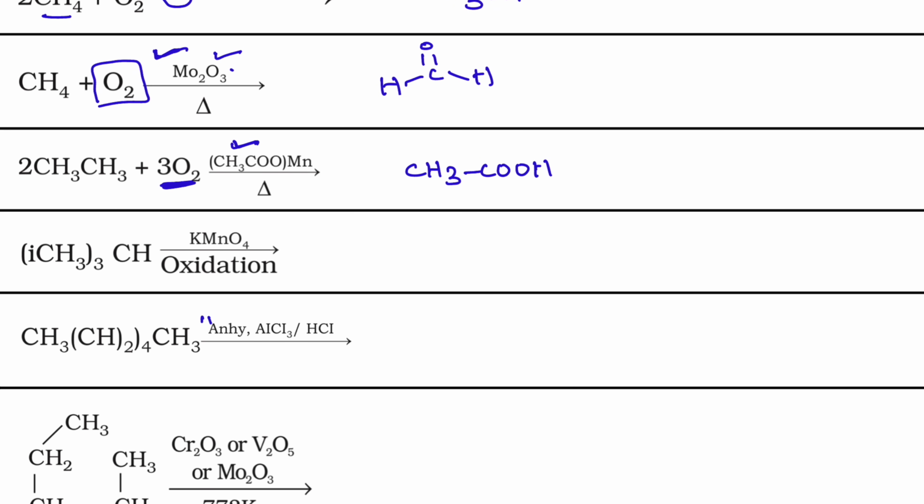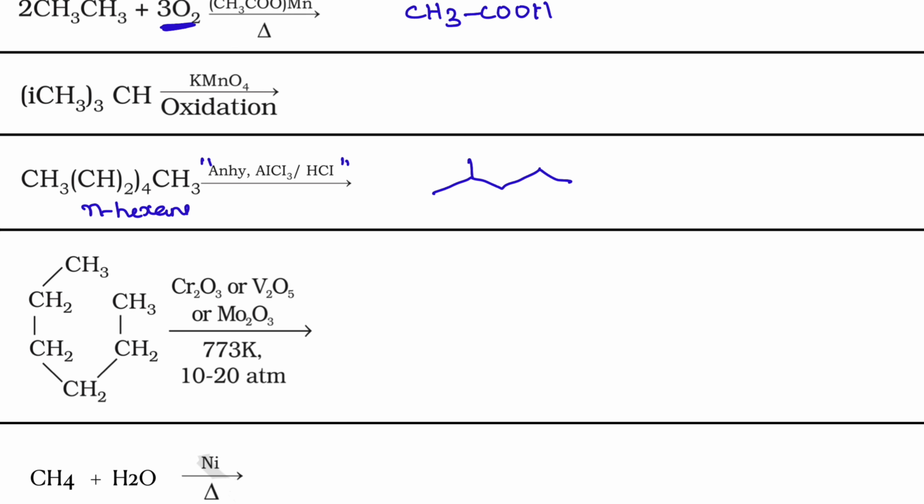And the next one, anhydrous AlCl3 and concentrated HCl, it causes isomerization. So n-alkanes are converted to isoalkanes. So here this is n-hexane. n-hexane mainly is giving isohexane. Isohexane, this is the isomeric product, isomerization. Normal alkanes are converted to branched chain alkanes.